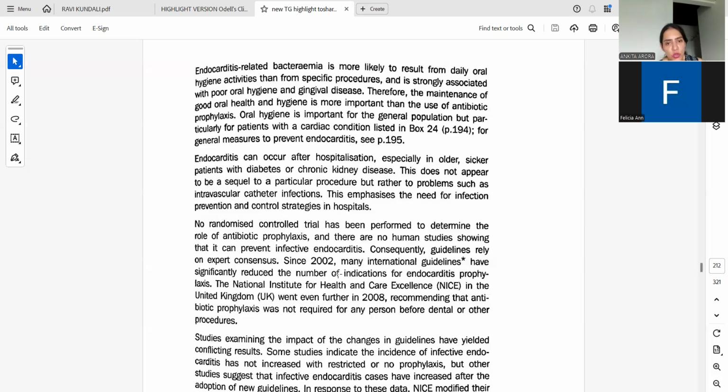Since 2002, many international guidelines have significantly reduced the number of indications for infective endocarditis prophylaxis. The NICE guidelines from the UK went even further in 2008, recommending that antibiotic prophylaxis was not required for any person before dental or other procedures.